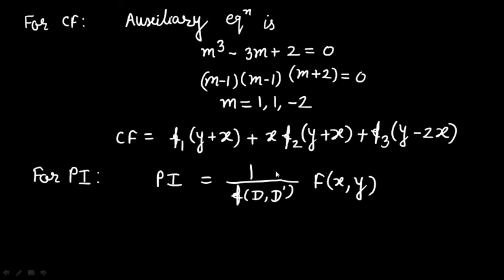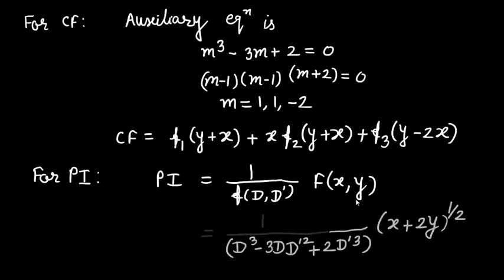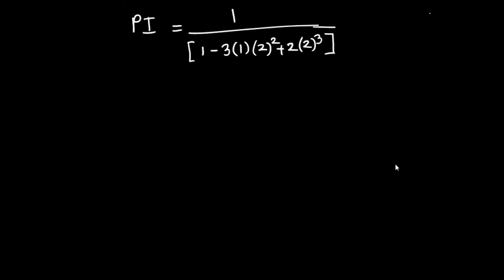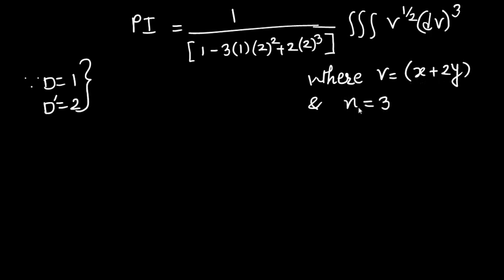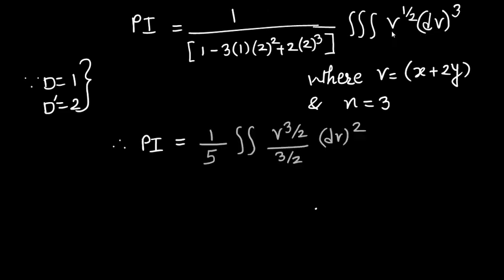Now for PI equal to 1 upon the function of D, D dash into the function of x, y, substitute the values, then apply the method. Now here the degree of the given partial differential equation is 3 and the value of a, that is D, equal to 1 substitute and D dash equal to 2. And therefore here v equal to x plus 2y and the value of n equal to 3. Therefore, 3 times integrate v to the power 1 by 2. Then the first time integration we get v to the power 3 by 2 upon 3 by 2. Then we write down here dv square term.